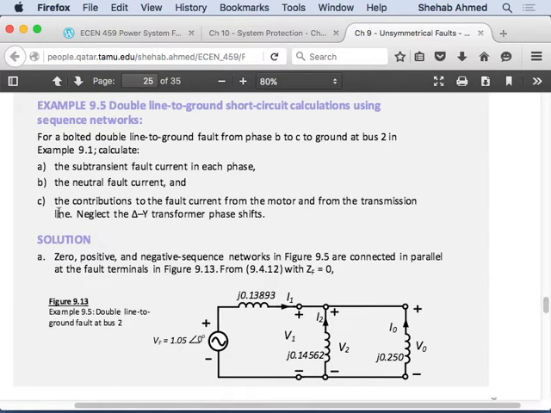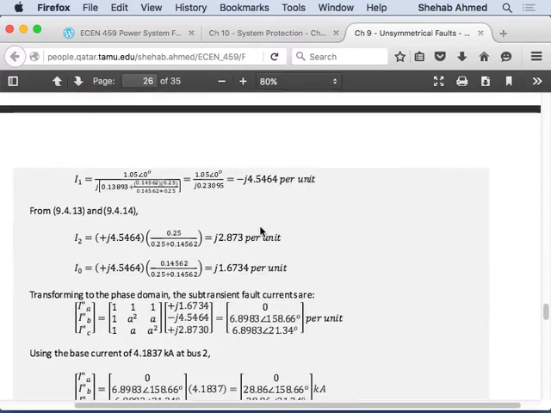The only difficult part is this last one. When they tell you the contribution to the fault from the motor and from the transmission line. And here they make it a bit easy for you by saying neglect the delta star transformer phase shifts, because otherwise it becomes a nightmare. So that's where you have to go back to the original circuit and use the current divider rule. Really, that's the most difficult part of all of this: you have to go back and look at your original system and apply the current divider rule. So let's see how they did it here.